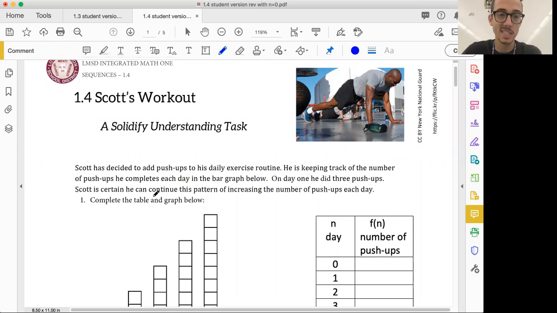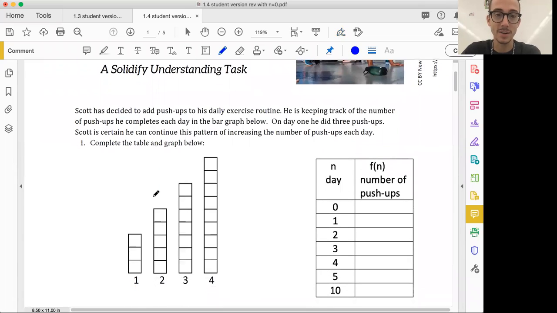So Scott has decided to add push-ups to his daily exercise routine. Shout out Scott, trying to better himself, get those gains. I see you. He's keeping track of the number of push-ups he completes each day in the bar graph below, which we see right here. On day one, he did 3 push-ups. So count them. 1, 2, 3.